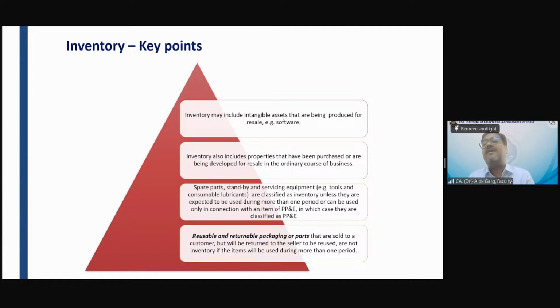But a secondary packaging material, like that carton, that box in which those plastic bags of milk are stored, is not inventory, but primary packaging materials are inventory. Okay.